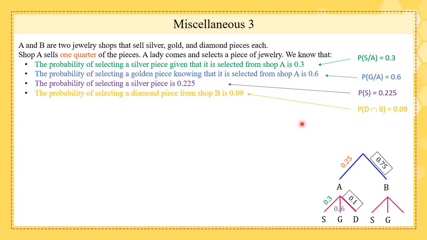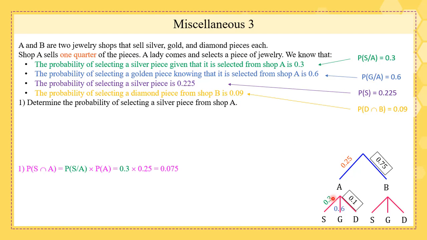Now, we have to fill in the tree with S, G, D when possible. Well, leave them and try to see how the question works and try to answer each question alone. Determine the probability of selecting a silver piece from shop A. Remember, this is not a conditional probability because we don't have "knowing that" and "given that" and the terminologies that are used in conditional probability. Well, here we need the probability of S intersection A, and we can tell S intersection A from the tree, which is 0.3 times 0.25.